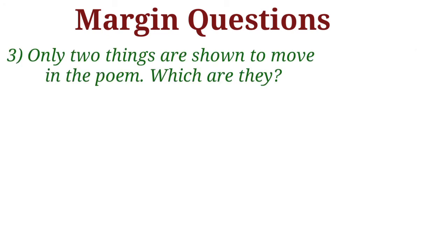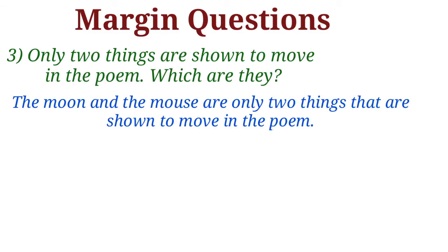Third question. Only two things are shown to move in the poem, which are the moon and the mouse. They are the only two moving objects in the poem.